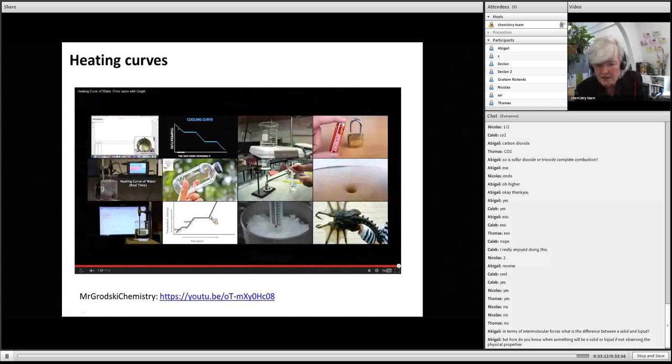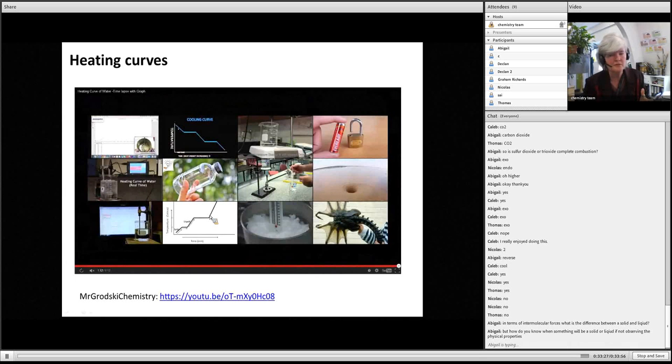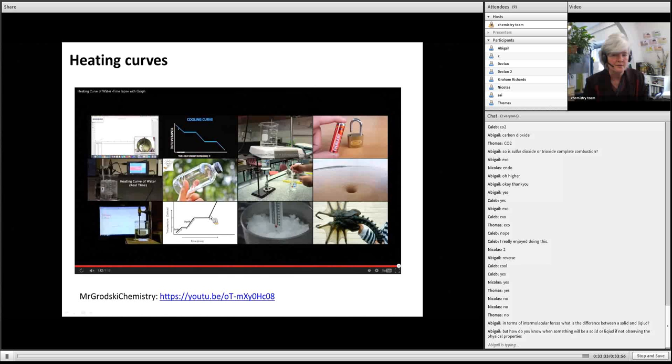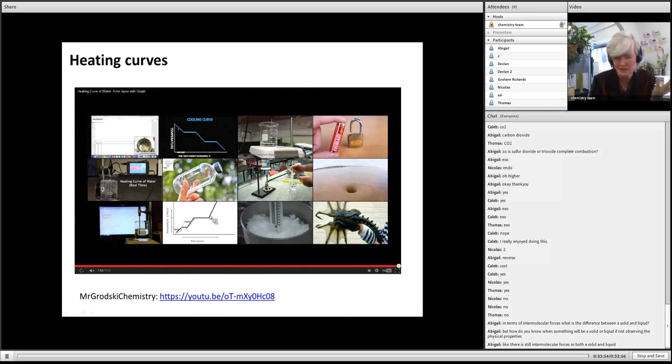Okay, so Abigail, how do you know when something will be a solid or liquid if not observing? Well, they would have to give you some information about that. So you wouldn't be expected just to know that. So they might give you a heating curve and ask you what's happening between A and B, and then you'd go, okay, it's flat, so it's obviously changing from one state to the other, and then you just have to see, were you given a boiling point, or what were you given? But they shouldn't ever expect you to answer something without you being given the information to process in some way.